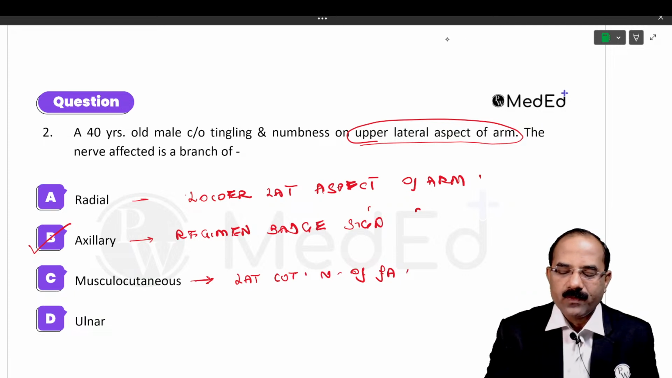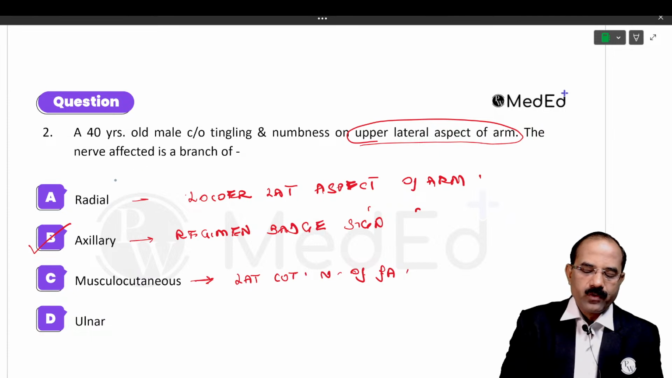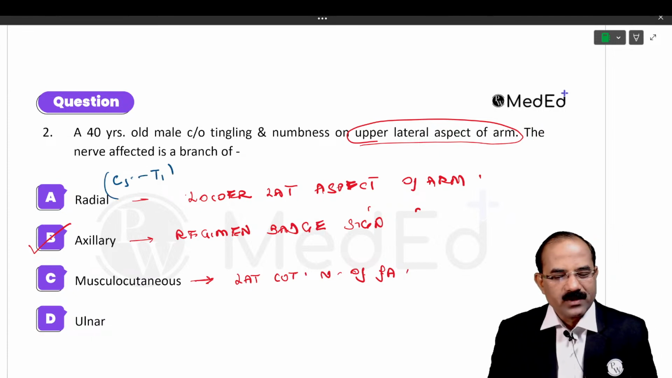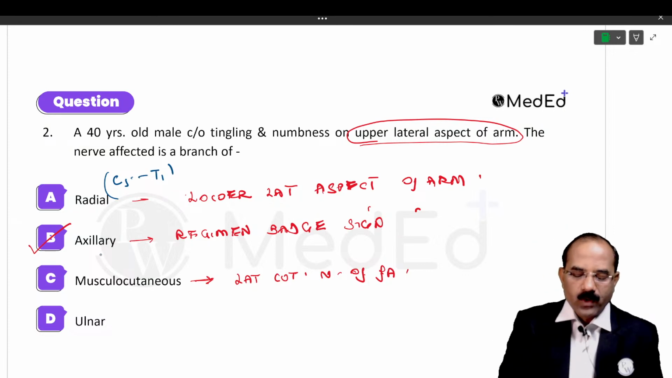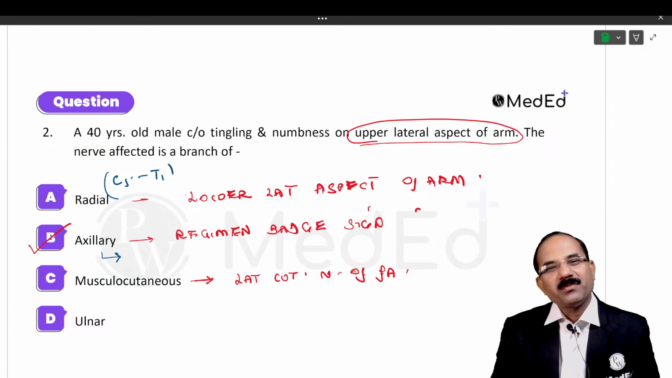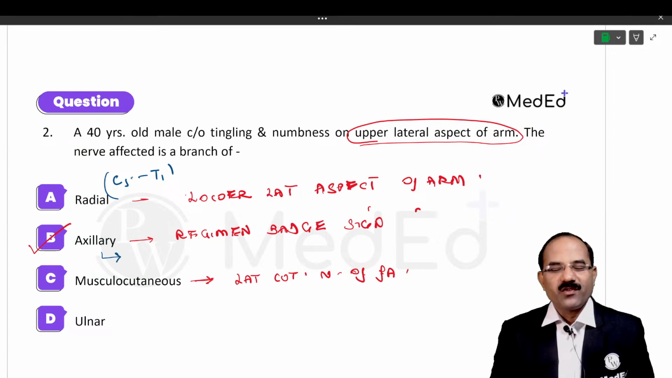We will finish this as well. What is the root value of the radial nerve? The root value of the radial nerve is C5 to T1. These are all asked in MCQs. What is the root value of the radial nerve? It's C5 to T1. What is the root value of the axillary nerve? Come on, children, can you answer this? Root value of the axillary nerve?